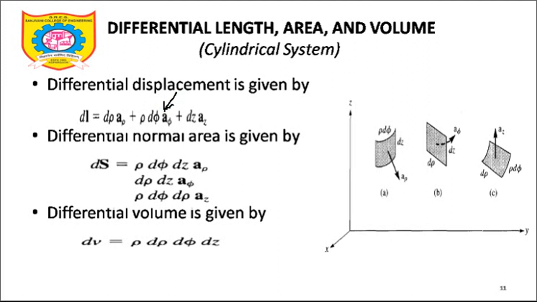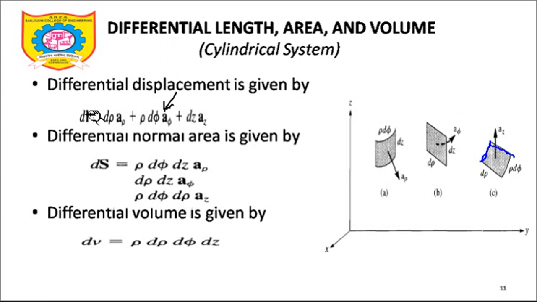And similarly for the last surface, what is varying? Phi is varying, radius is varying. So d phi d rho, but rho comes with phi, so it is rho d phi d rho, or rho d rho d phi. You can change the sequence. The unit vector in the direction normal to that surface is az bar. So rho d rho d phi az bar.